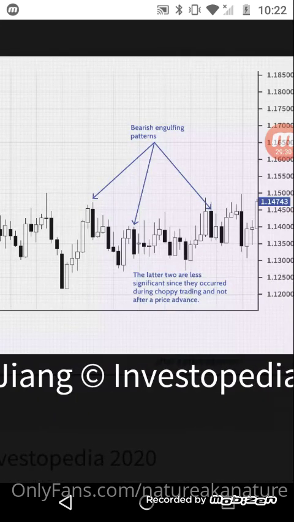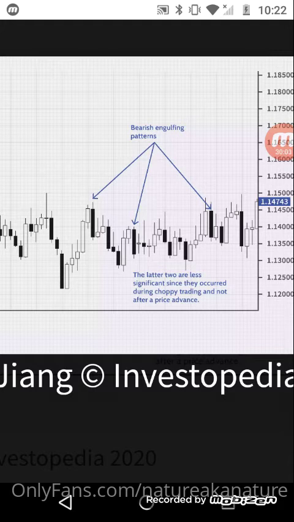So engulfing patterns always mean that the second candlestick is always engulfing the first candlestick. So that's why it's called dual, because you're looking for two candlestick patterns to signify if it's bearish or not, if it's an engulfing pattern. It's a double candlestick pattern. So you're looking for two candlestick patterns, usually on an uptrend.